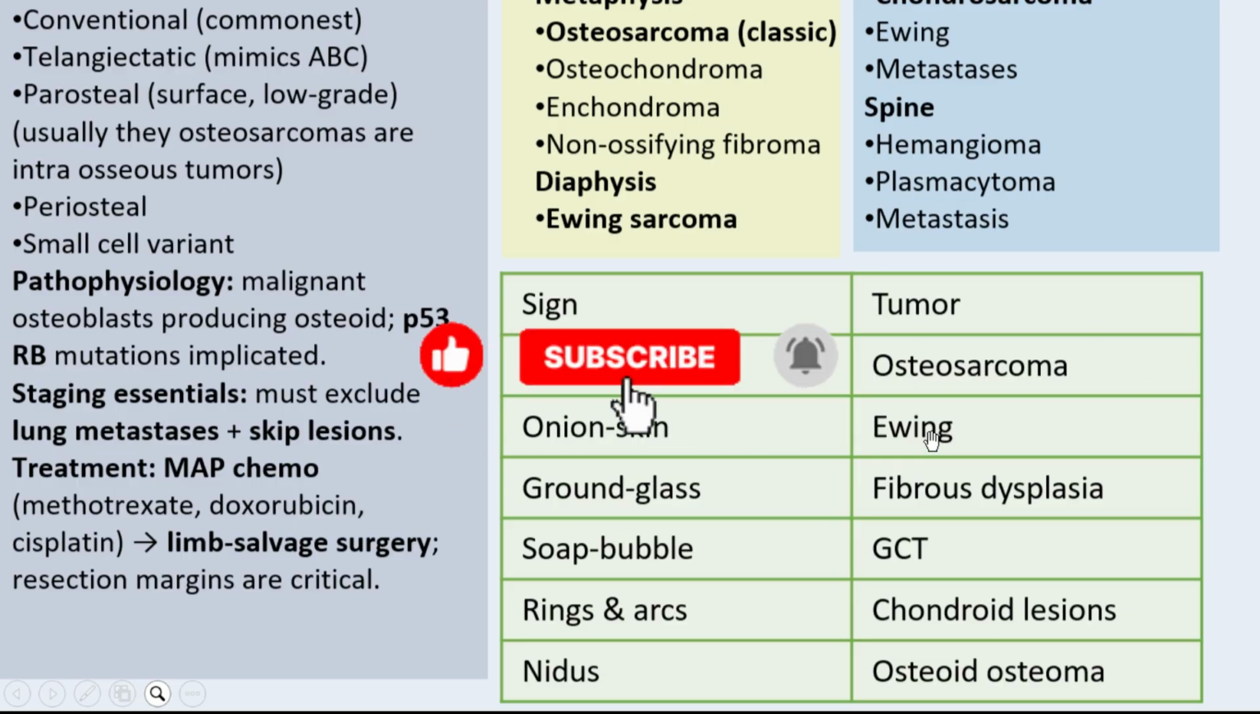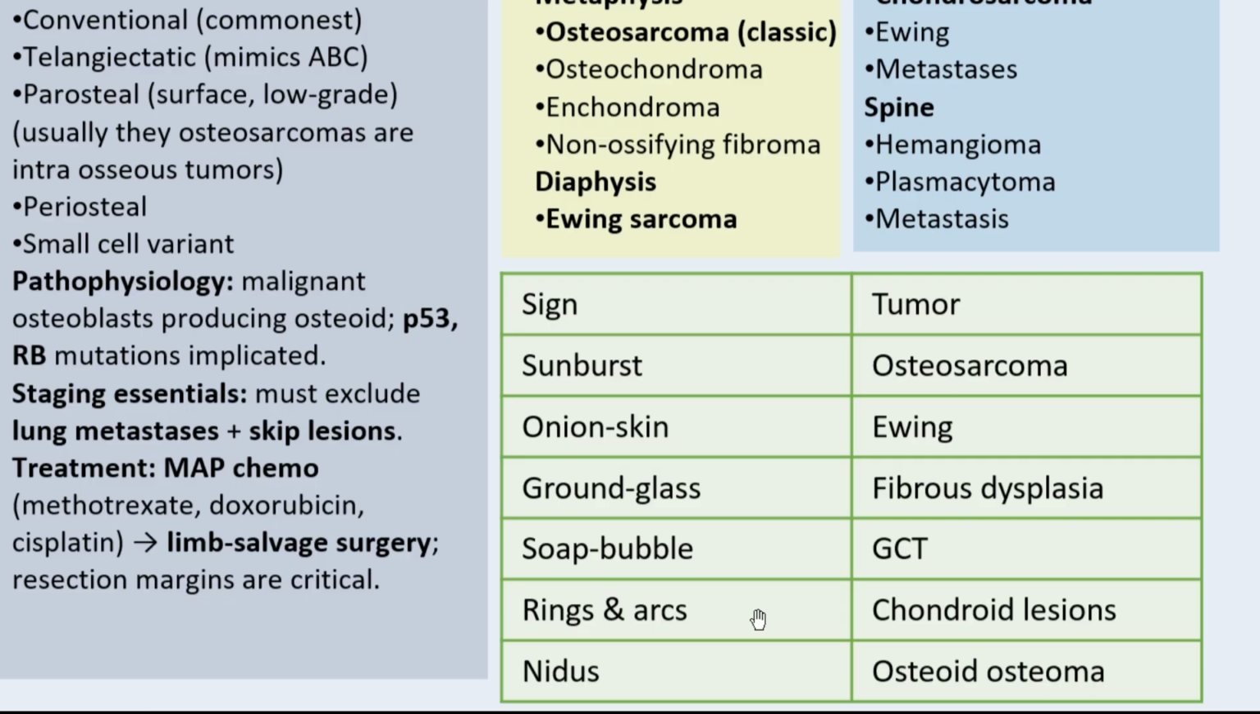Ground glass appearance, think about fibrous dysplasia. If it is a soap bubble, that is pathognomonic for the giant cell tumor. If it's rings and arcs, that is a chondroid lesion. There is cartilage there. Consider those cartilage forming tumors. If it's the nidus, it's only in osteoid osteoma, and it's the tumor associated with prostaglandin, and the relief with aspirin is almost pathognomonic for osteoid osteoma.